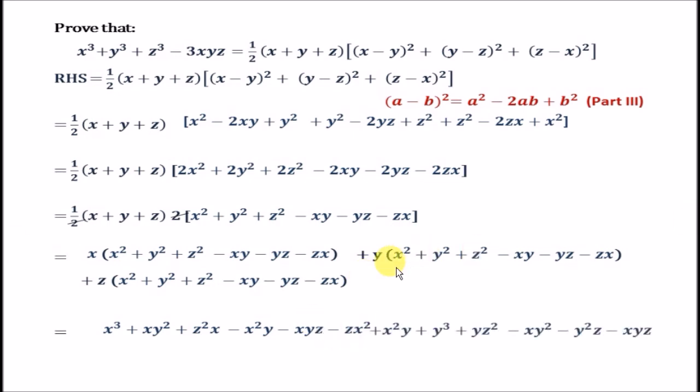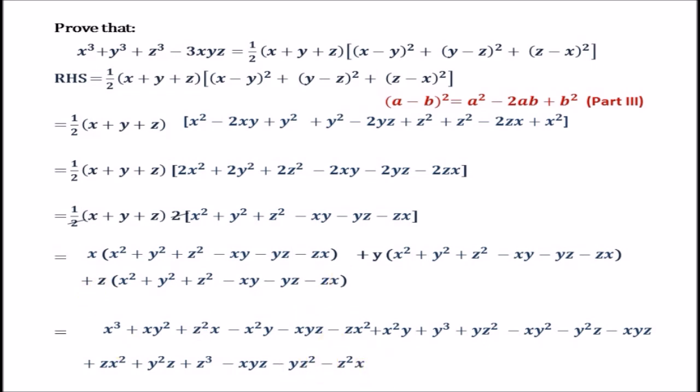Moving on, plus into plus is plus, y into x square, so plus x square y. Plus y into y square, y cube. Plus y into z square, yz square. Plus into minus is minus, xy into y, xy square. Plus into minus is minus, y into yz, y square z. Plus into minus is minus, y into zx, xyz. And finally with z, z into x square, zx square. z into y square, zy square. Plus z into z square, z cube. Plus into minus is minus, xy into z, minus xyz. Plus into minus is minus, z into yz, minus yz square. Plus into minus is minus, zx into z, z square x.